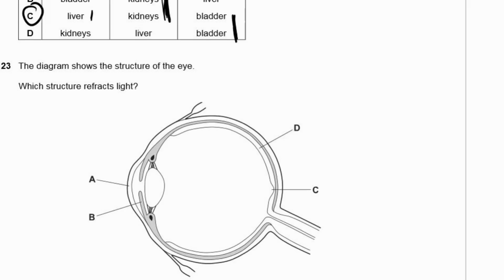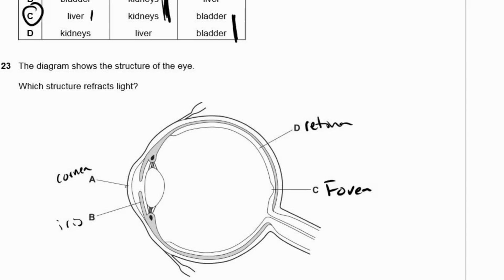Question 23. The diagram shows the structure of the eye. Which structure refracts the light? Okay, let's start with C. C is the fovea, and that's where most of the light is focused. D looks like it's the retina. And B, that's the iris. And A, that's the cornea.